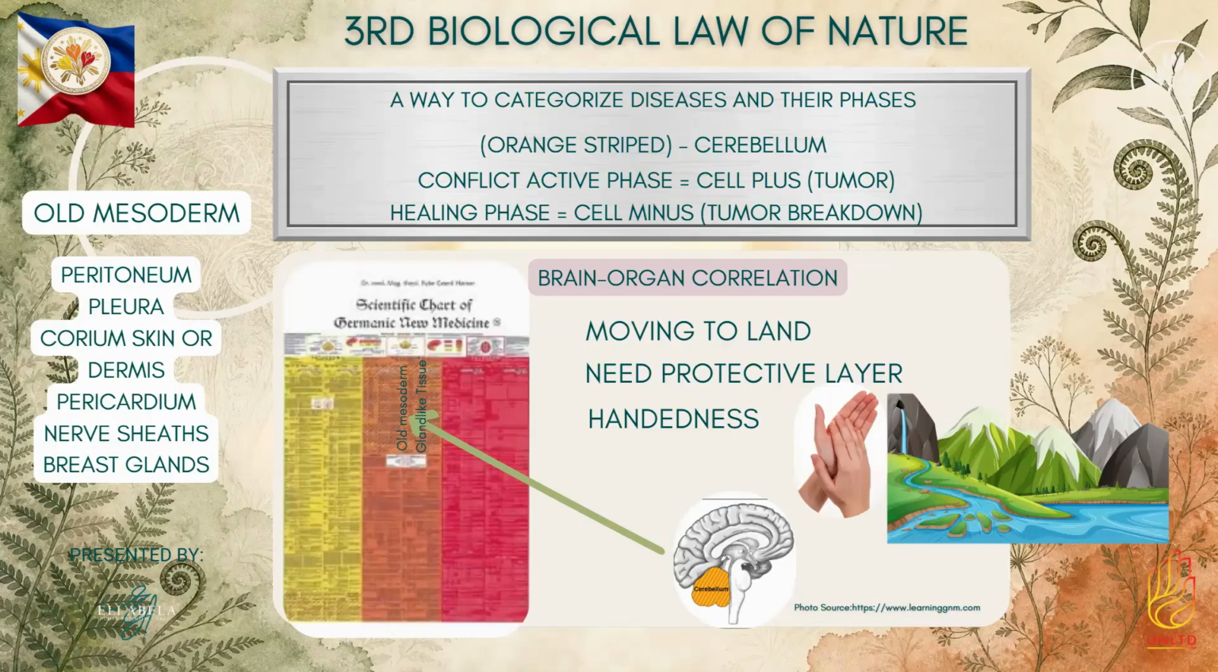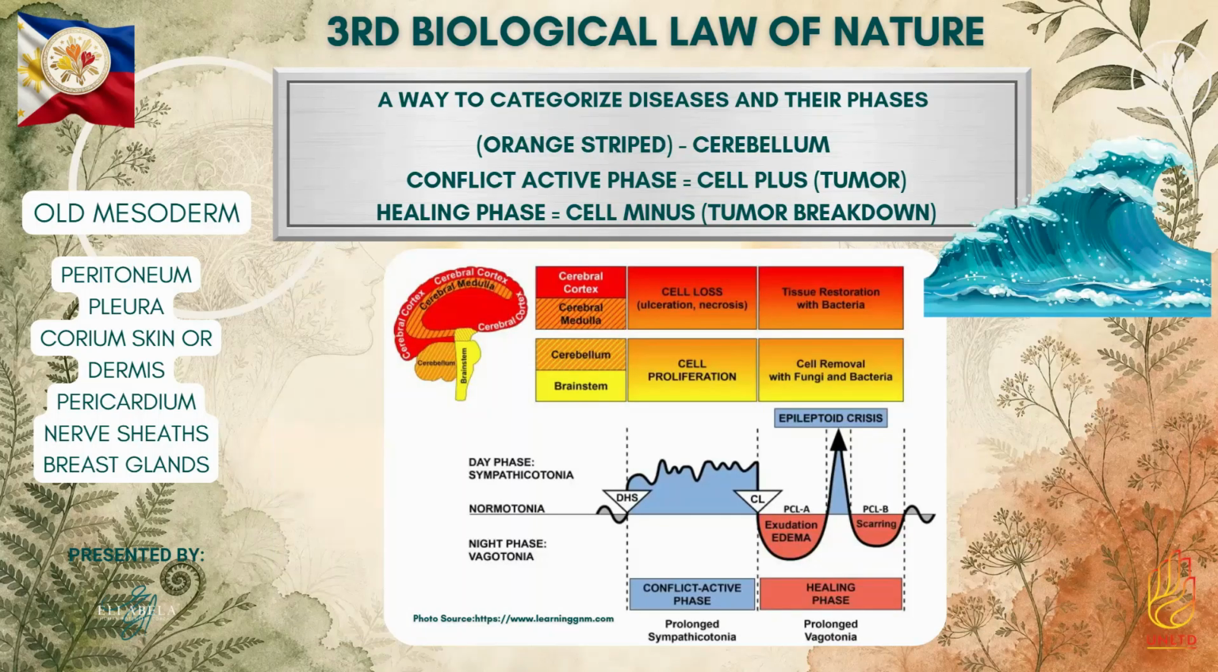Similarly, mammary glands evolved from sweat glands in the dermis. If a mother experiences a conflict related to worry for her child, the cerebellum triggers an increase in mammary gland cells to boost milk production, improving the child's chance of survival. Once a child recovers, cell division stops and the excess cells are broken down by fungal bacteria during the healing phase, often causing night sweats. Gland-like tissue goes through cell plus during the conflict active phase and cell minus during the healing phase.